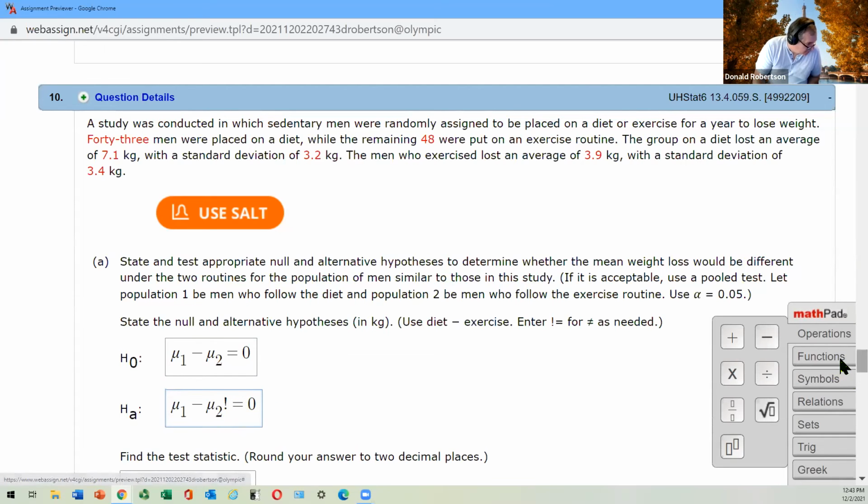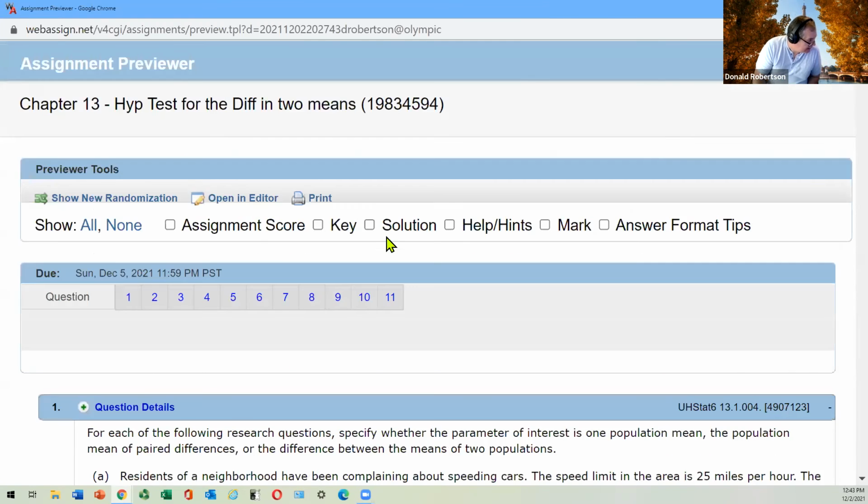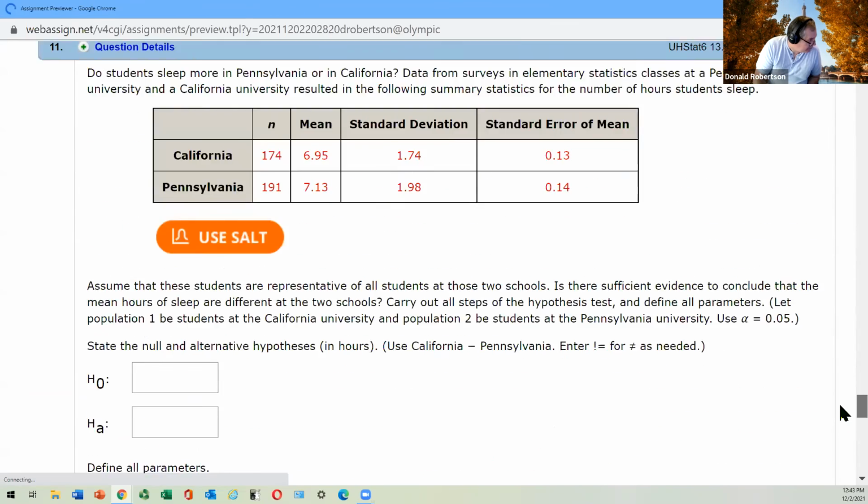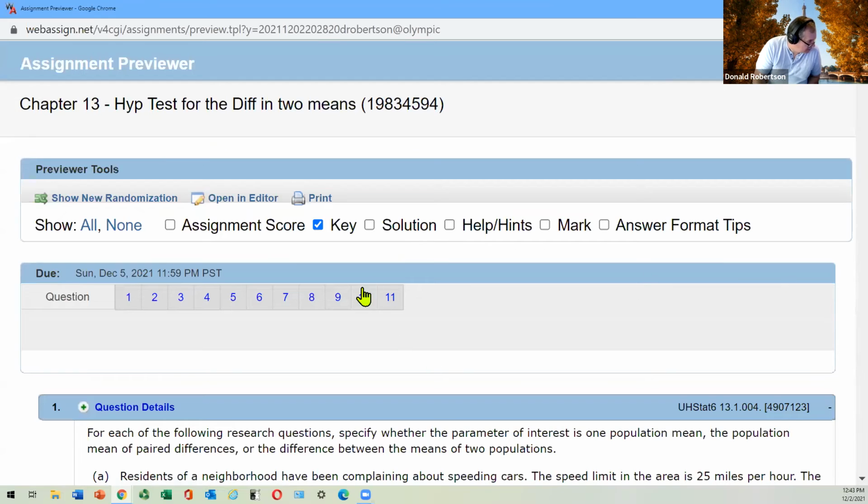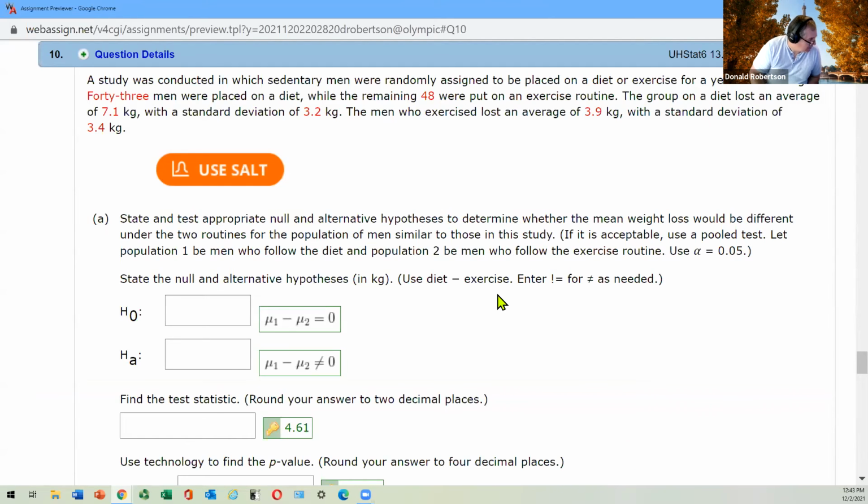And now the moment of truth. Question 10, let's find out. Am I good or am I good? It is not equal to. So remember that rule I said, if they don't mention anything, just make it not equal to. I think that rule's working.